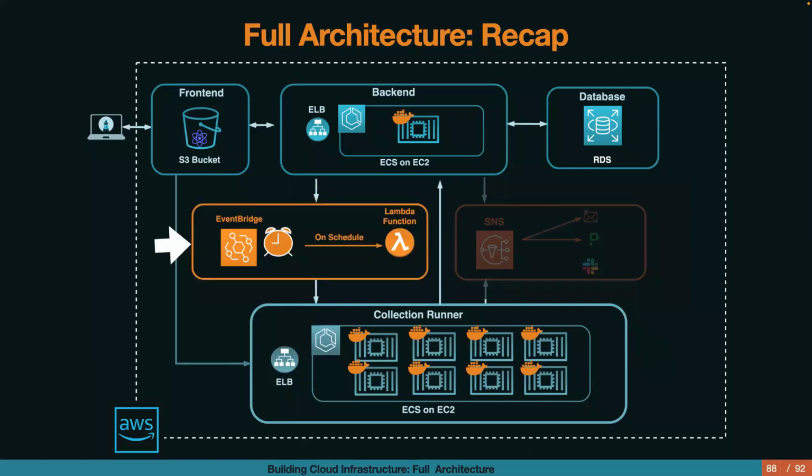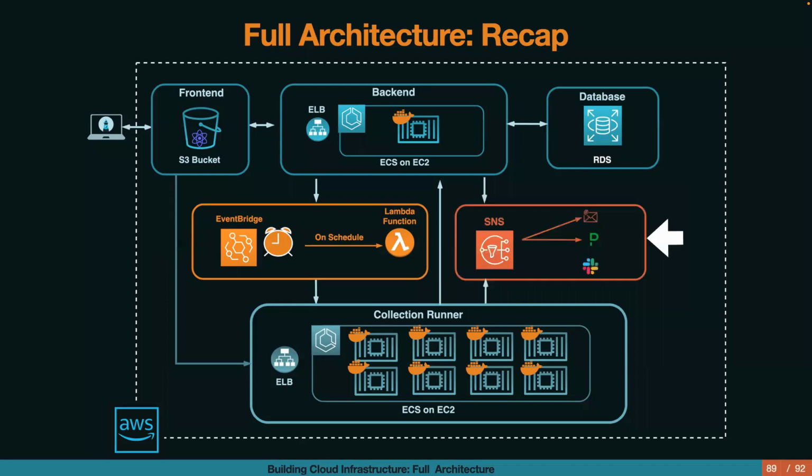Next is the scheduling, hosted on AWS EventBridge. Backend server communicates with the EventBridge to create rules for each schedule. The EventBridge triggers the Lambda that communicates with the collection runner. In this way, collection of tests are executed on schedule.